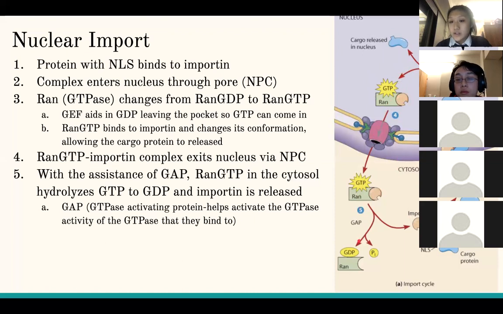But now it has to somehow let go of the importin. And the way that it's going to do that is through GAP. So this is where the GEF and GAP come in handy. Again, GAP causes a gap between the phosphates. So instead of a triphosphate, it's going to cleave and hydrolyze off that third phosphate. And now it's going to be a diphosphate, GDP. This GTPase complex is now inactive, so it lets go of the importin, and the whole cycle starts again. Are there any questions about that so far?